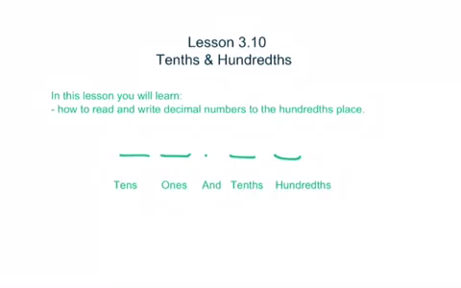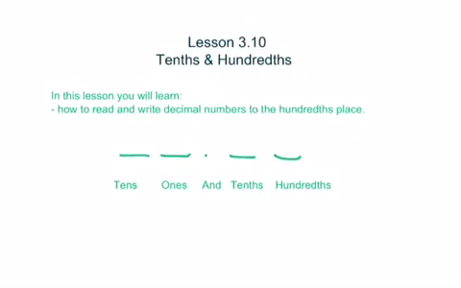In this lesson, you will learn how to read and write decimal numbers to the hundredths place. So I wanted to just show you again. There's place values. On the left of the decimal point, we've got the tens, the ones, then the decimal is and, then we have tenths and hundredths.